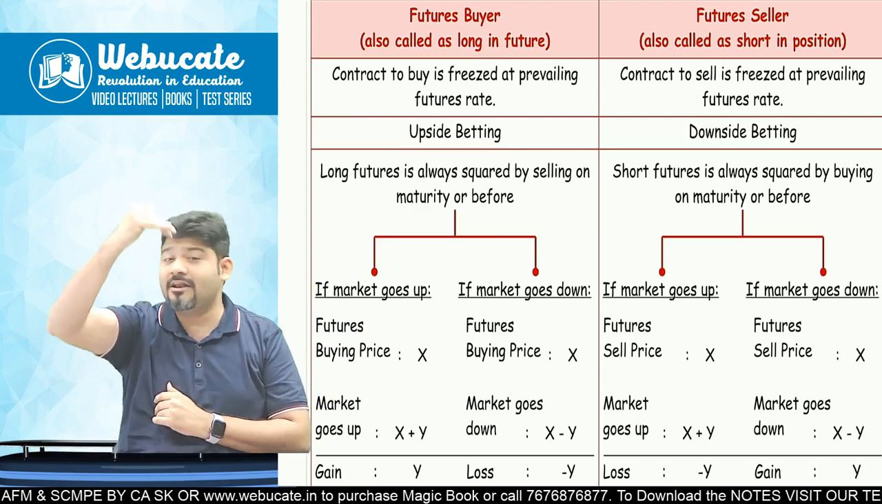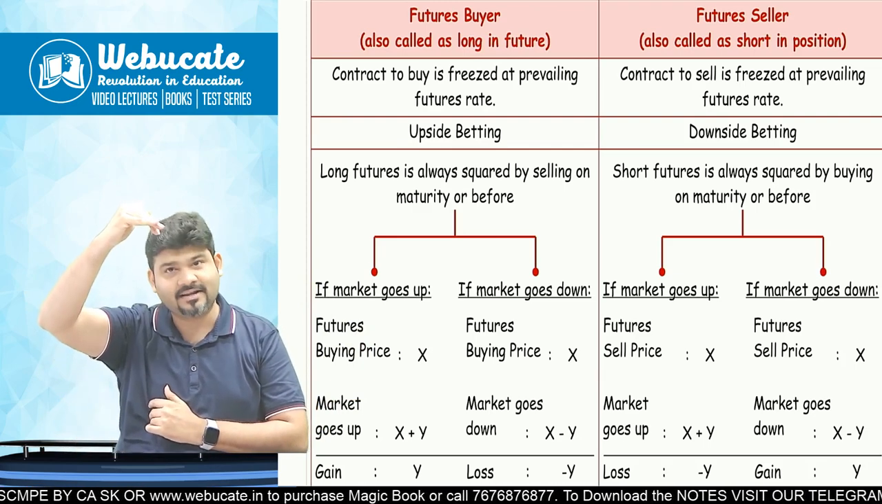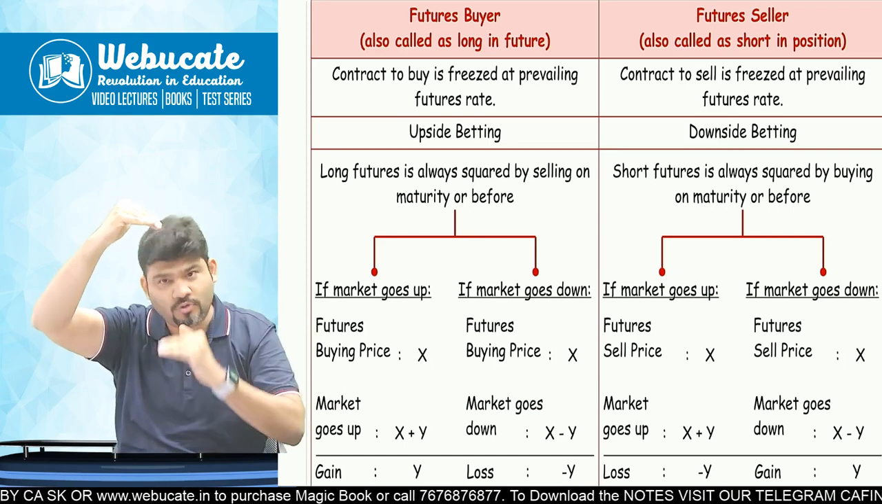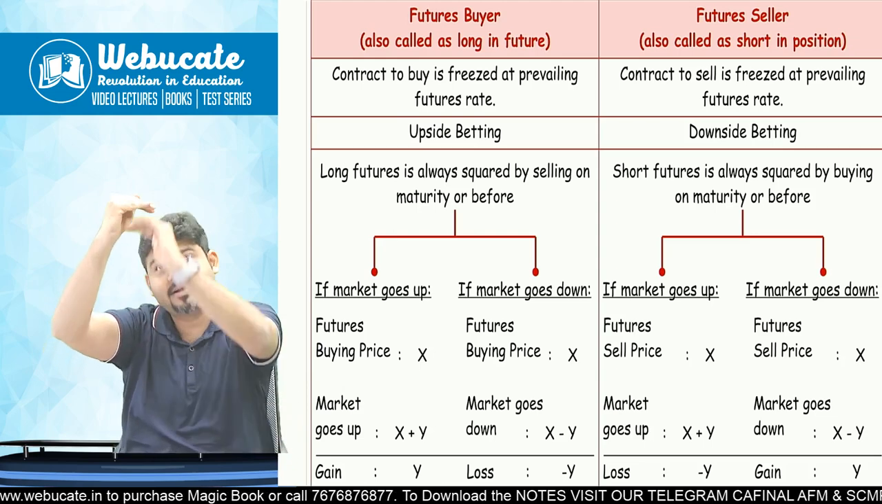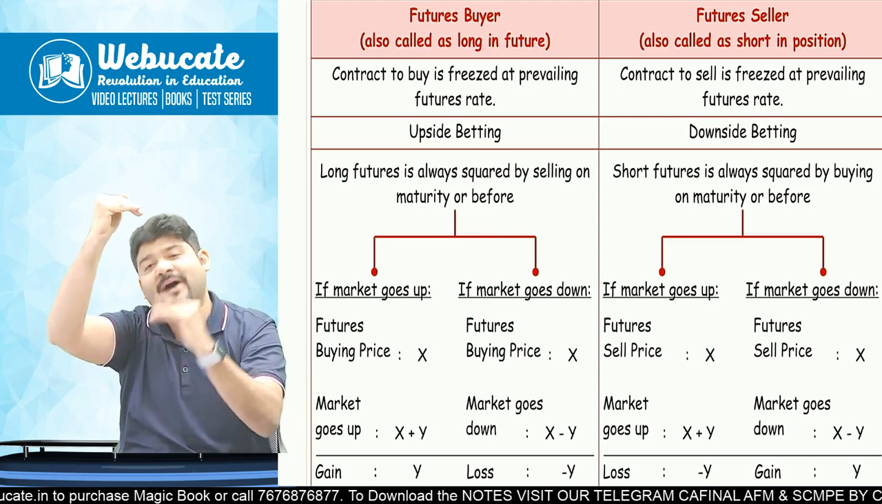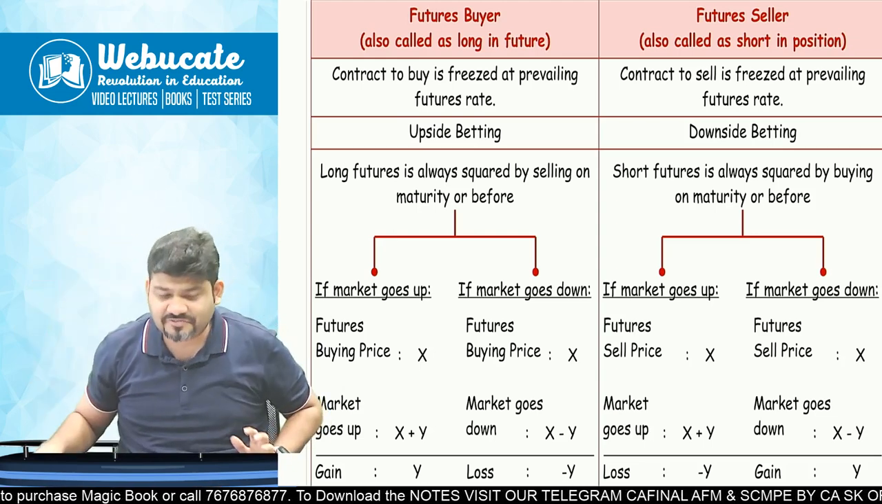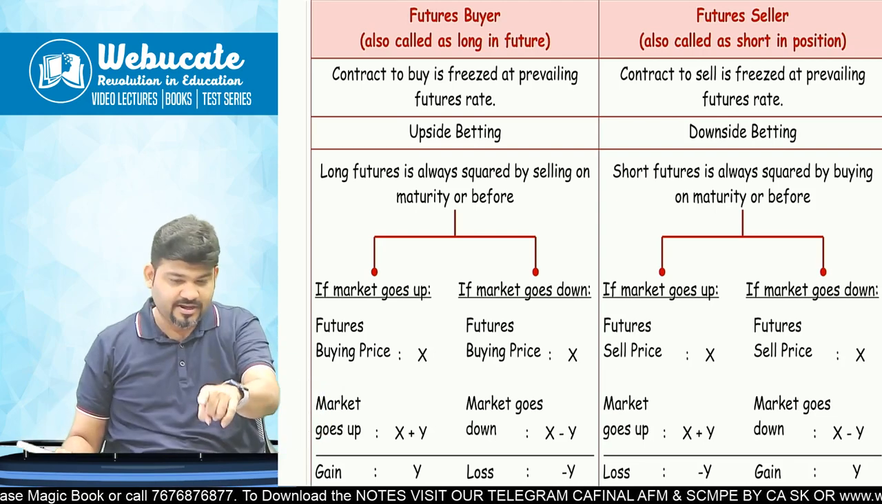Suppose you sell futures at this rate, now you want the market to go down so that you can offset it by buying futures. So selling futures at a high rate, let the market go down, you will buy futures at a lower rate, and the difference will be the profit. Are you clear, everyone? Yes.